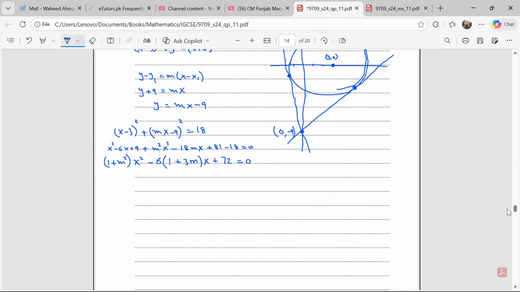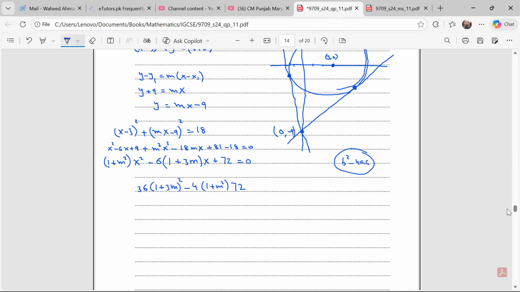Now you remember, if we find the discriminant, which is b squared minus 4ac, that tells us whether this quadratic equation will have one solution or two solutions or no real solution, right? So let's try to find the discriminant of this quadratic equation. B squared would be 36 times (1 plus 3m) squared. Okay, this is my b squared. Minus 4a, where a is 1 plus m squared, and c is 72, right?